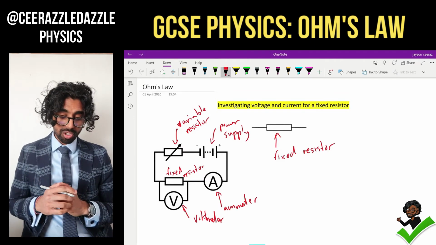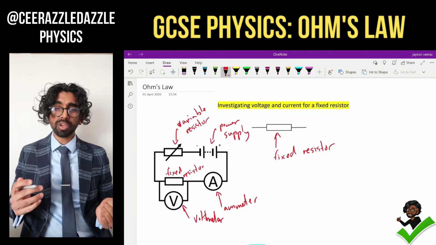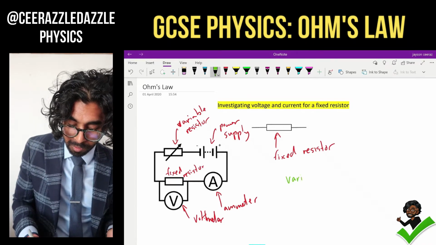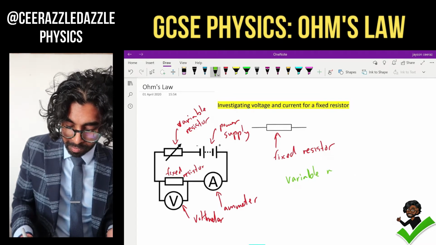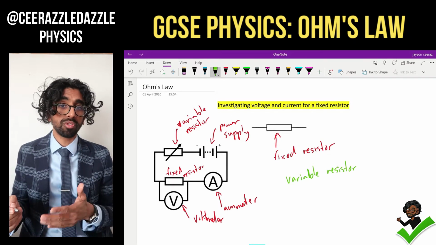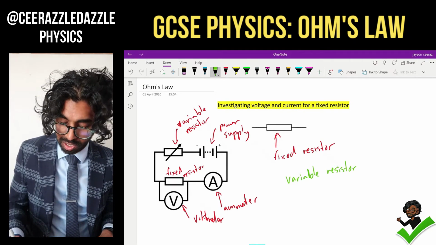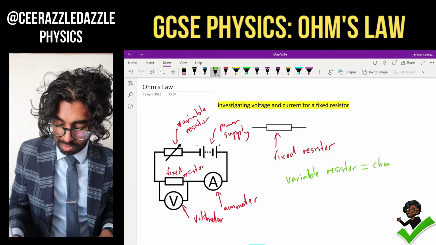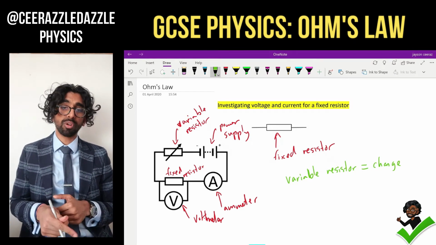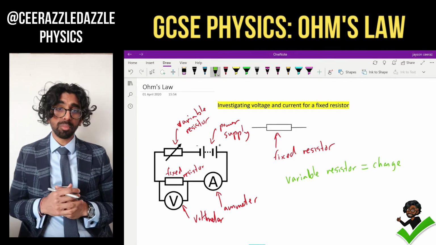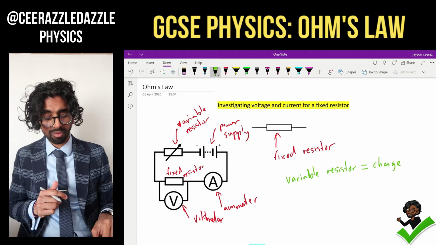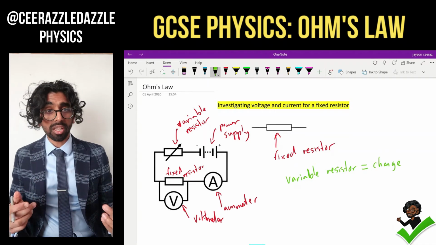Now, I'm going to change the current in that circuit. How am I going to do that? I'm going to use the variable resistor. So the variable resistor is going to be used to change the current. And we're going to take measurements of the voltage and current from that. So we're going to change the value of the variable resistor and we're going to measure values of current and voltage from the ammeter and voltmeter respectively. So I'm going to take down readings of the current from the ammeter, take down readings of voltage from the voltmeter, and we're going to look at them and see what happens.